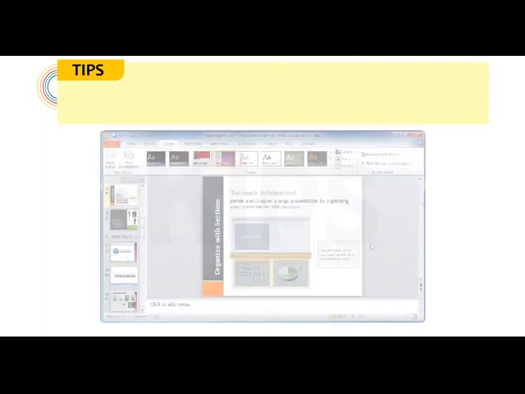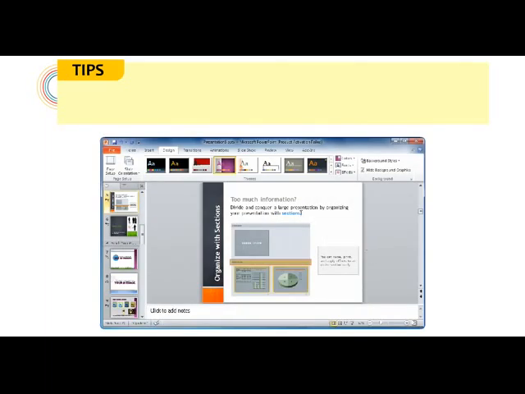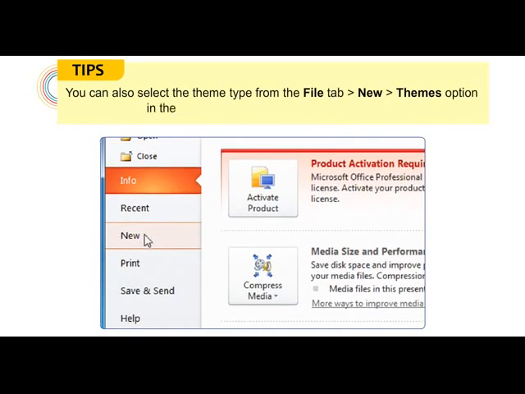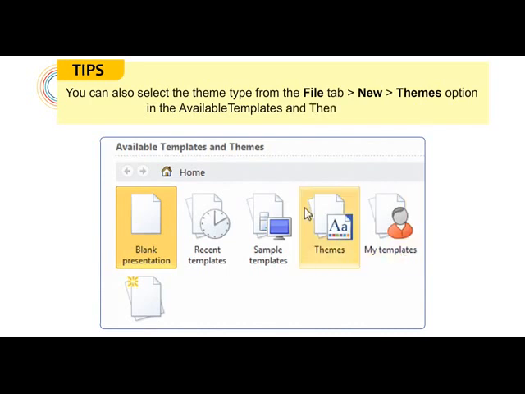Alright students, now let me give you a tip. You can also select the theme type from the File tab, then go to New, then go to Themes option in the Available Templates and Themes section.